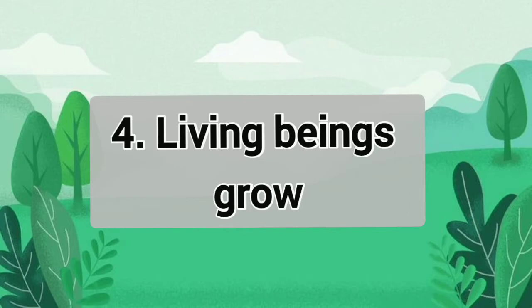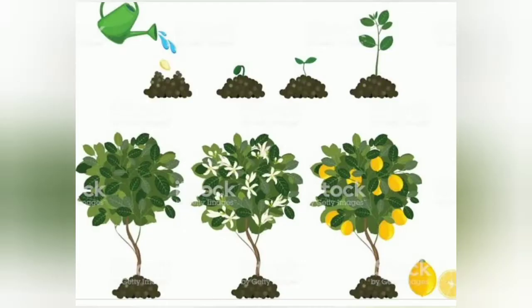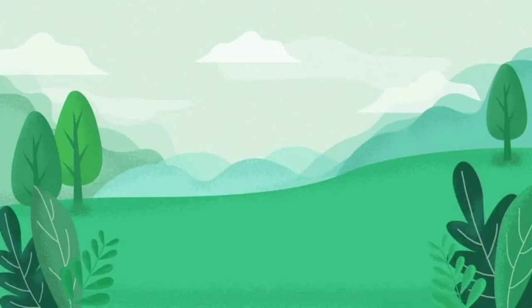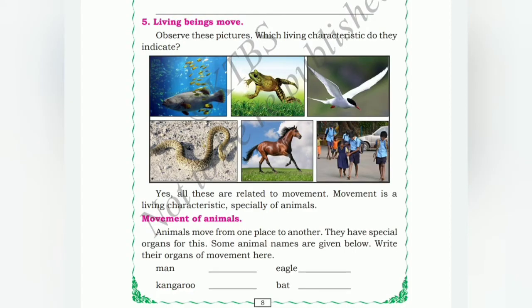These pictures show the growth of the particular organisms. In every picture, there are an increase in height and size. This is called as growth. Let's see the fifth one, that is living beings move. Living beings need special organs for its movement. Observe this video.